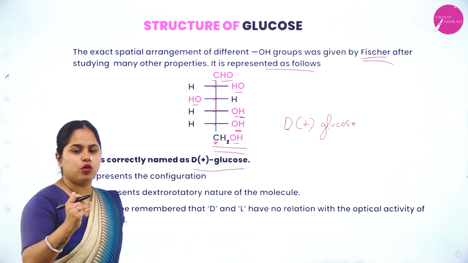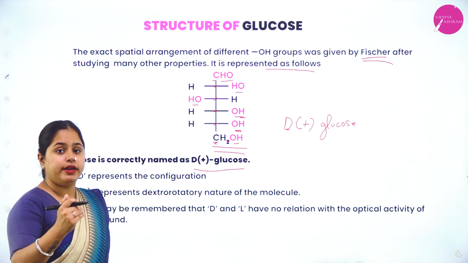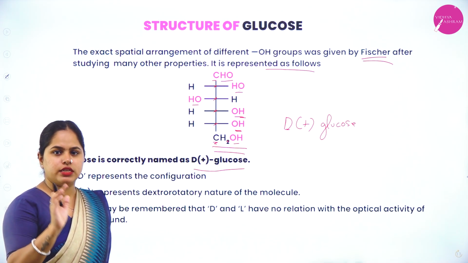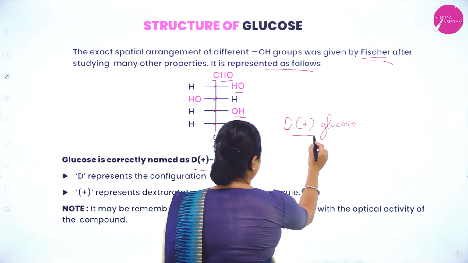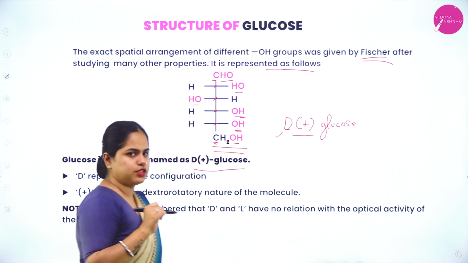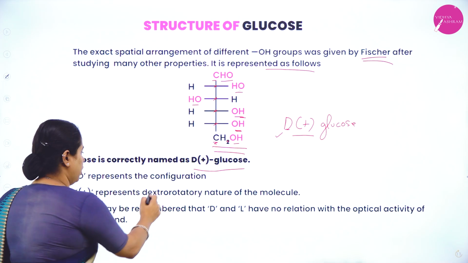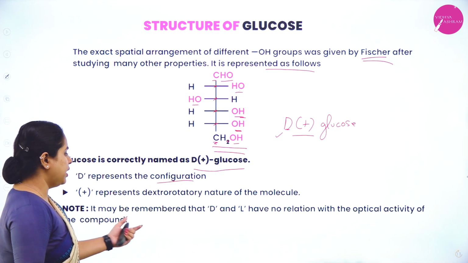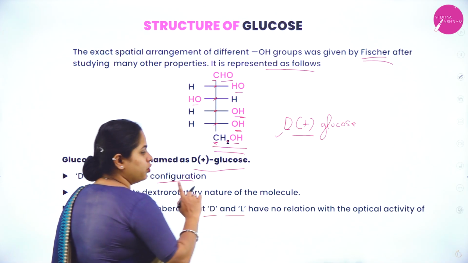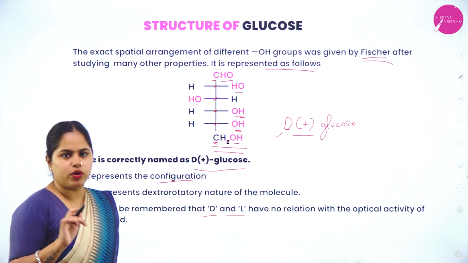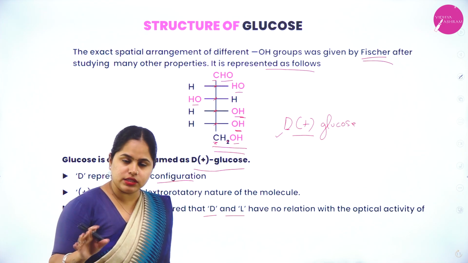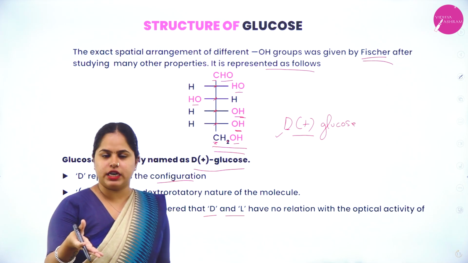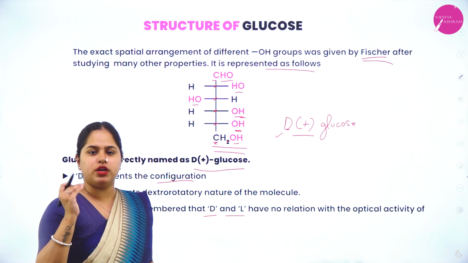While beginning with glucose itself, we have discussed that it is a dextrose. That means the plane polarized light is rotated towards the right. So, this is dextrorotatory, and the plus stands for dextrorotatory. And what does this D stand for? The D represents the configuration, plus represents the dextrorotatory nature of the molecule. It may be remembered that D and L have no relation with the optical activity. So, the capital D and L are not the signs which help you to identify whether it is dextro or levo. It is just the configuration. And plus and minus give you dextro or levo.